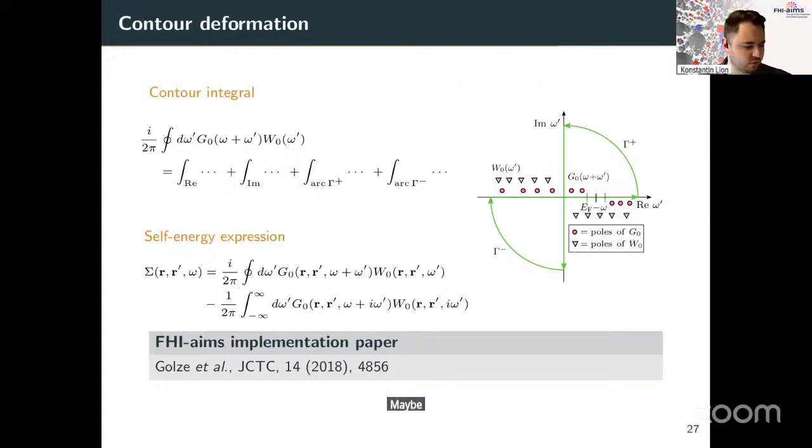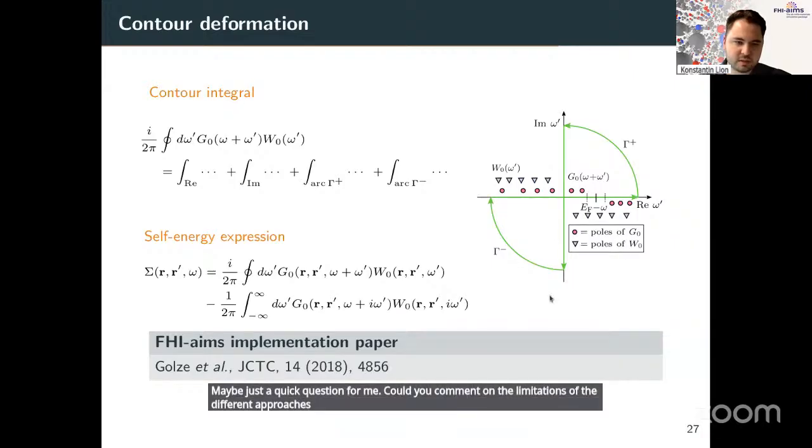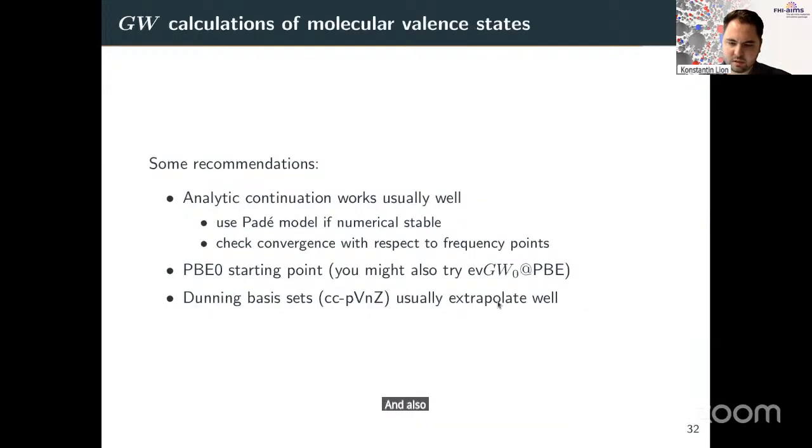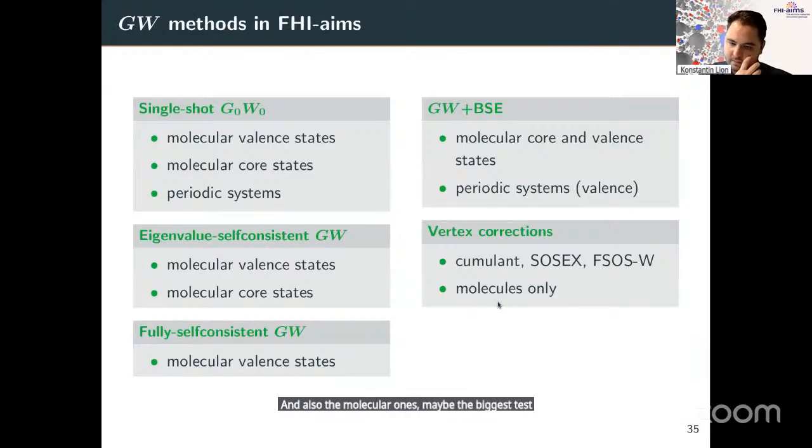Maybe just a quick question for me. Could you comment on the limitations of the different approaches with respect to system size? So what's currently possible, for example, for the periodic GW part and also the molecular ones, maybe the biggest test cases you already ran?